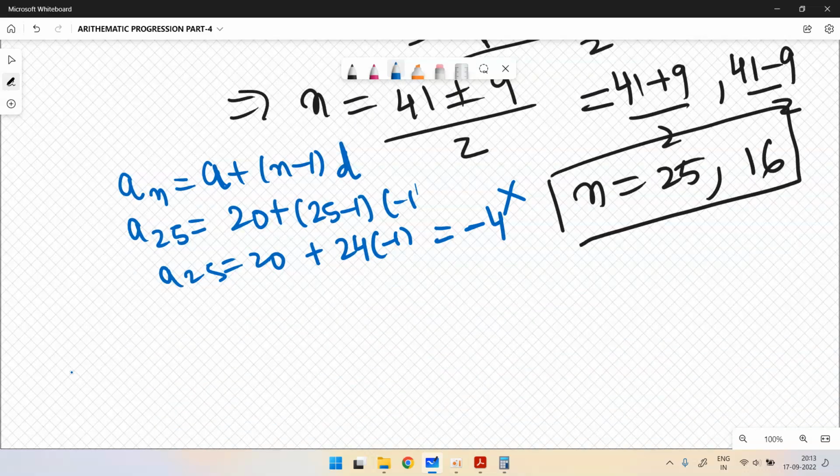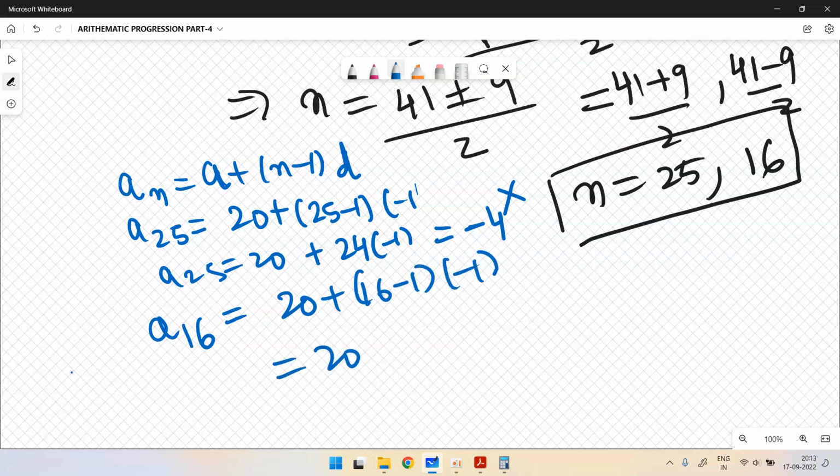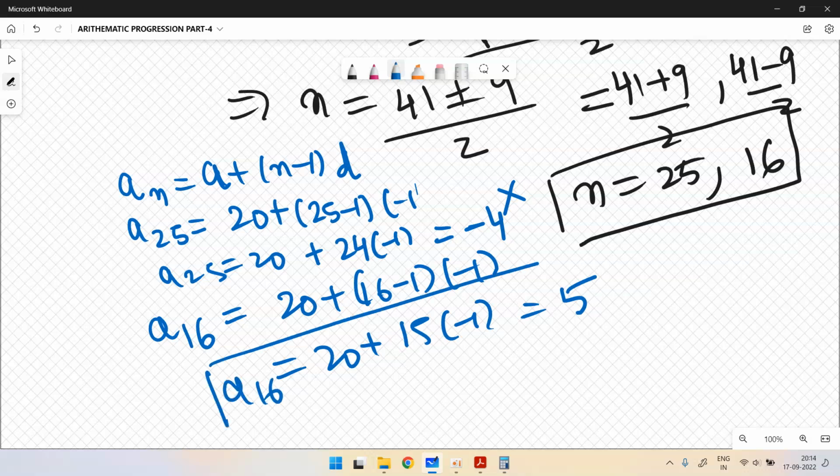So what is a of 16? a of 16 is given by a plus (n minus 1) d, that is a plus 16 minus 1 into d, which is equal to 20 plus 15 into minus 1. So this is 20 minus 15, nothing but 5. A of 16 is 5.